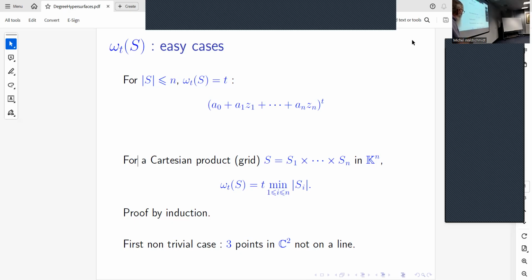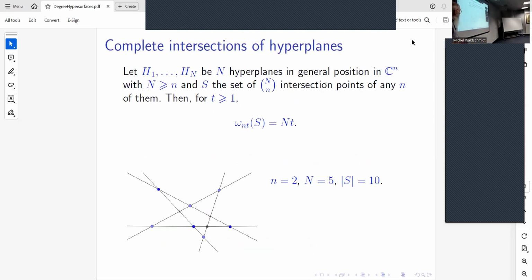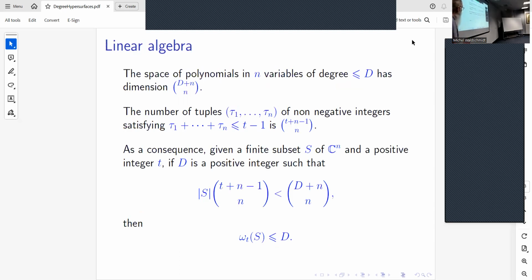And the first notable case is 3 points in C squared, not on a line, but we have seen what it is. There are some cases which are not difficult. If you have hyperplanes, which means polynomials of degree 1, in general position, you can compute what is omega nt of S, and you have to consider how many intersections there are. And this is an example where you have n equal to 5 lines. You have a number of intersections which is 10, and it's easy to compute the smallest d. So there are some special cases which are easy.